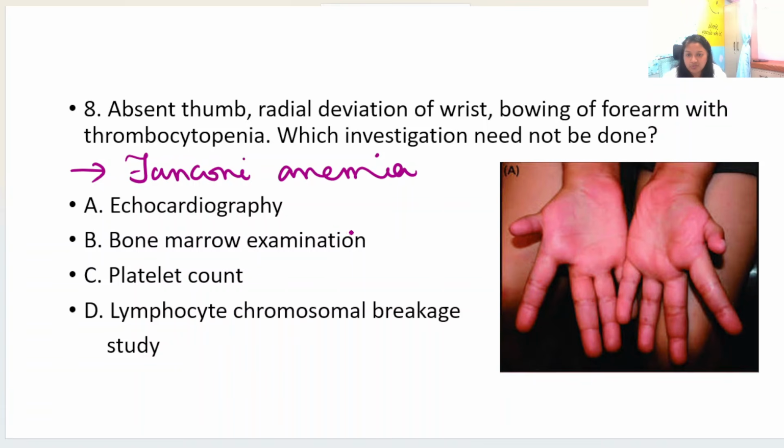Now your options are echo, bone marrow, platelet count, and lymphocyte chromosomal breakage study. Now this study is the thing required for diagnosis. So lymphocyte chromosomal breakage study you are going to do because you are suspecting Fanconi anemia. Platelet count, you are going to do a complete blood count, which also includes platelet count. Bone marrow examination, yes, because you want to look at the hypoplastic marrow, right? You want to look at the bone marrow findings.